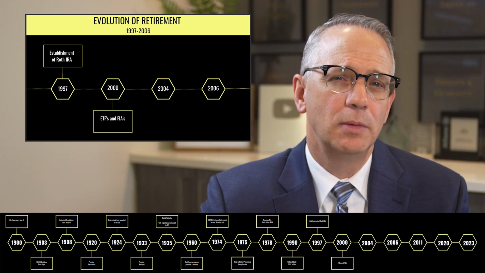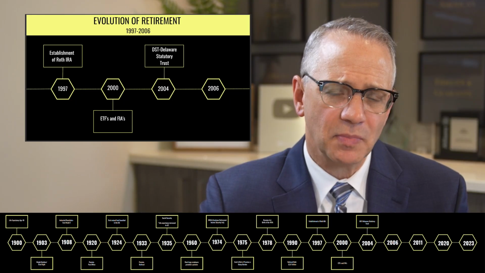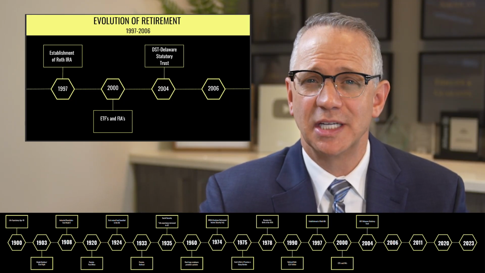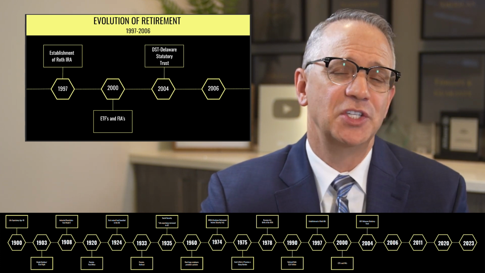Now, fast forward to the year 2000, ETFs and FIAs were just in their infancy. So there starts to be more and more innovation within the financial services industry. There became more transparency, lower fees, certain types of ways to guarantee your income while your money can still grow productively. So there starts to be more and more innovation. By the year 2004, the DST, or the Delaware Statutory Trust, became a legal option. It's a way to hold real estate.